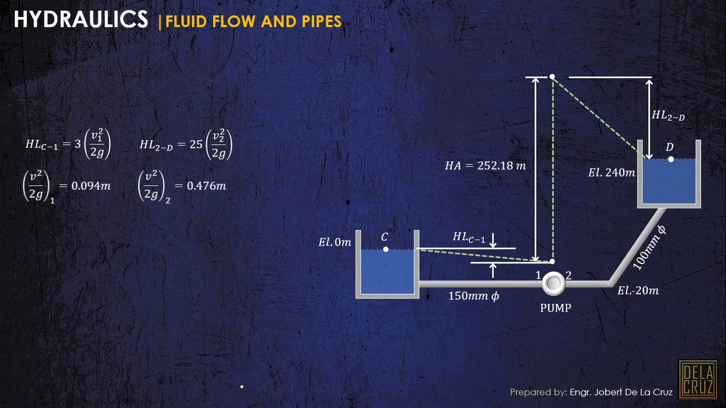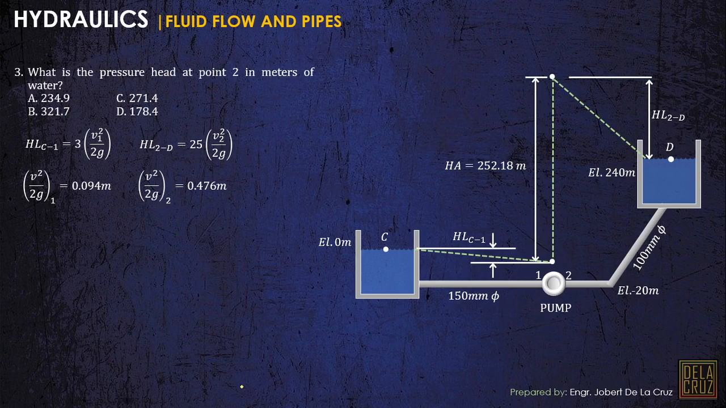Number 3. What is the pressure head at point 2 in meters? To involve point 2, we can use two points, point C and point 2, or from point 2 to point D. We can also use point 1 to point 2. Yes, that is possible too. But I will show you two solutions: point C to point 2, or point D to point 2.